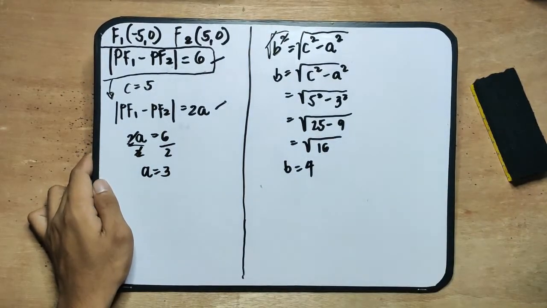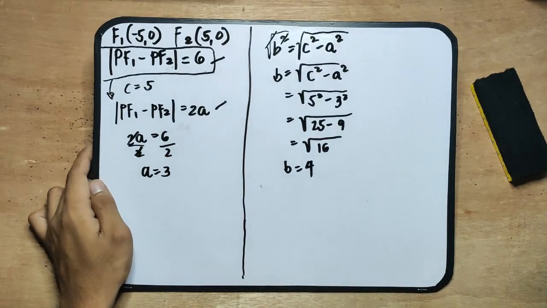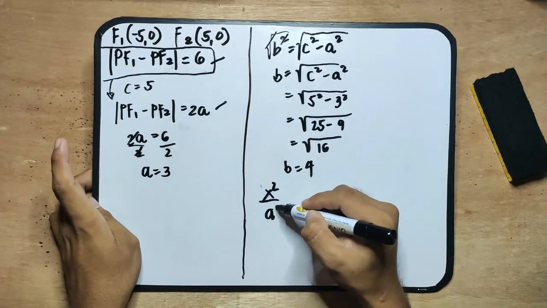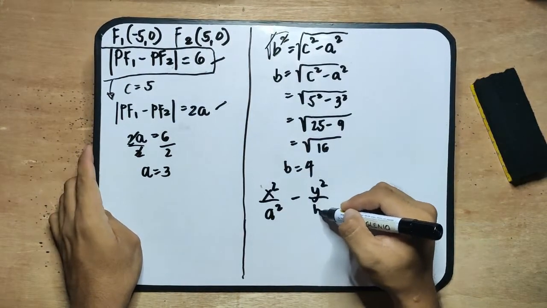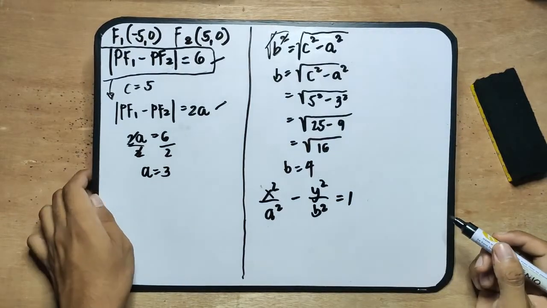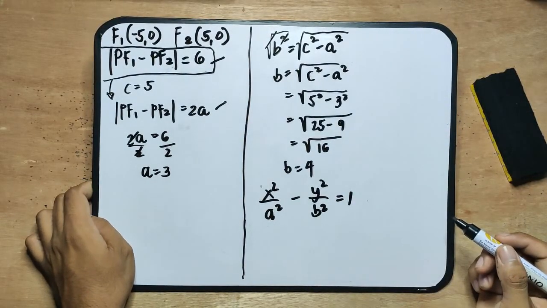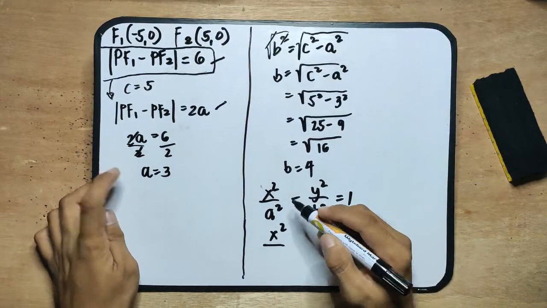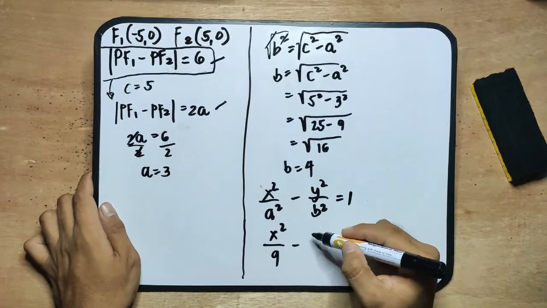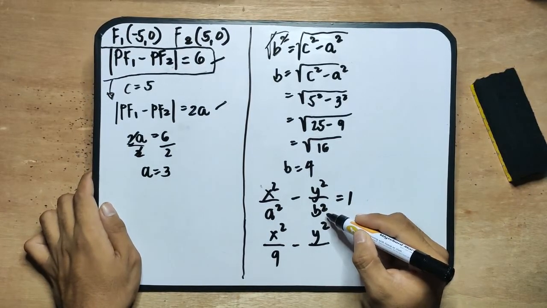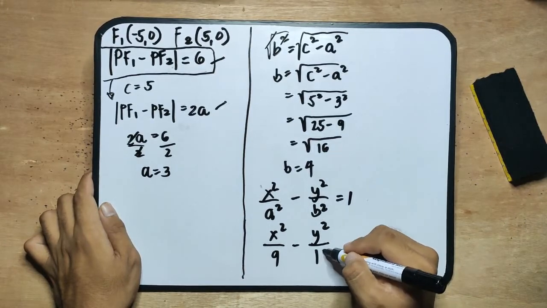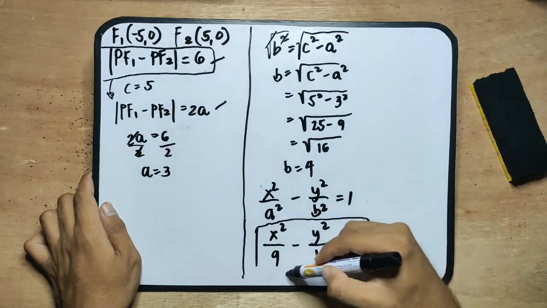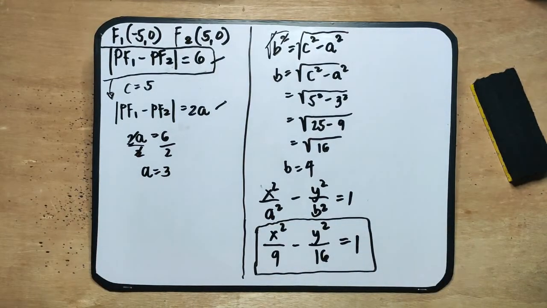So therefore, since meron na tayong value ni a and b, we can substitute that sa standard equation na x squared all over a squared minus y squared all over b squared is equal to 1 para mahanap or makuha natin yung standard equation ng hyperbola. So therefore, our standard equation is x squared all over a is 3, 3 squared is 9, minus y squared all over b, the value of b is 4, 4 squared is 16, is equal to 1. So this is our standard equation. Understood?